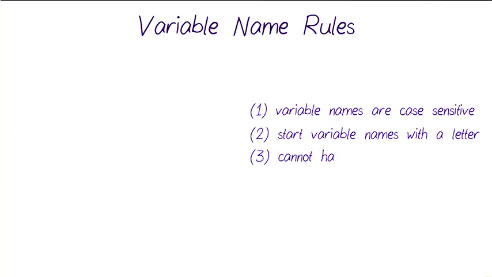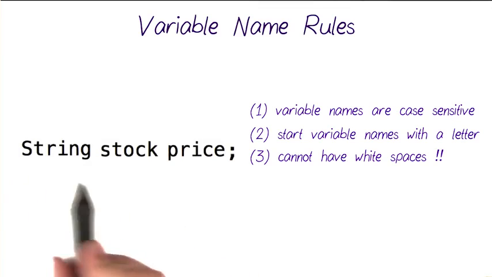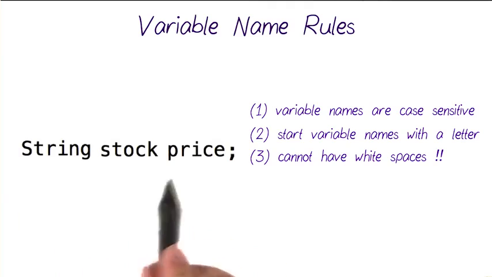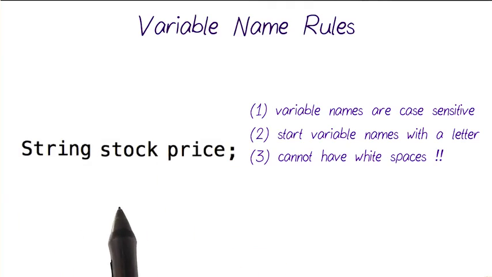The final rule is that you cannot have white spaces in your variable name. It has to be one single word. Something like this, String stock price, for example, with a space between stock and price, does not make sense, and Java won't accept that either. So, as long as you follow these basic 3 rules, and you keep in mind that your variable names explain what the variable is used for, then your program would make a lot more sense when someone else is reading it.